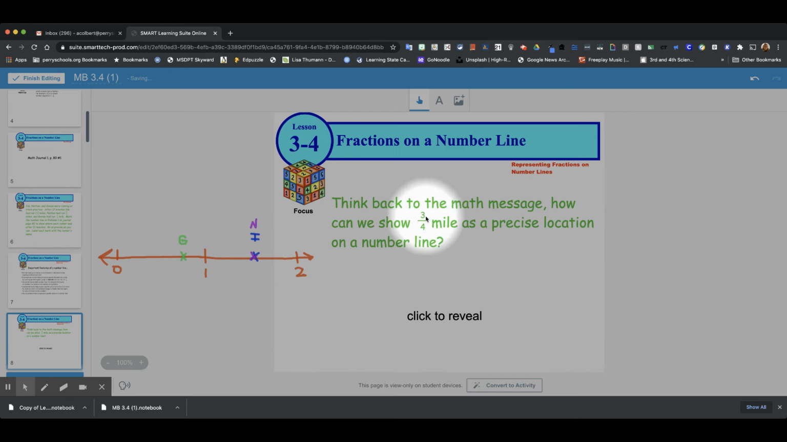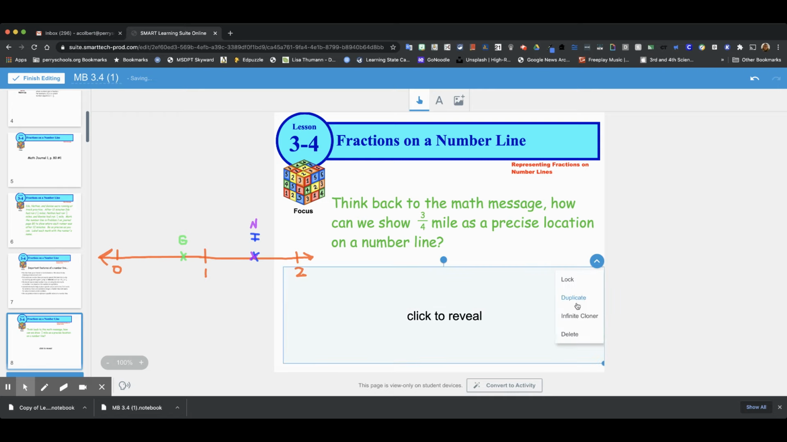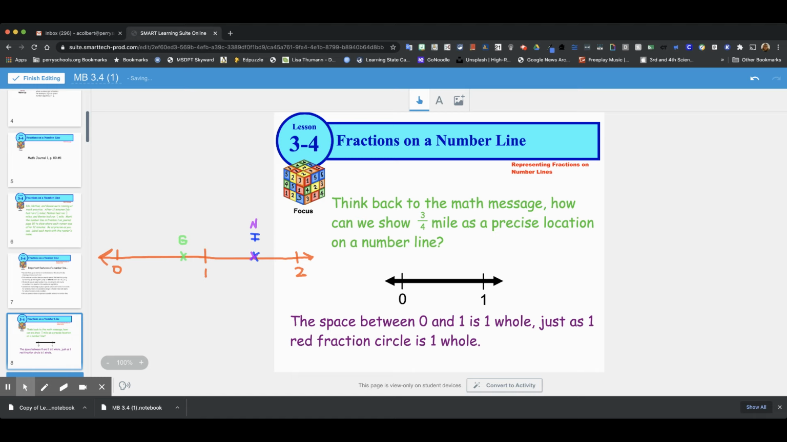So think back to the math message. How can we show 3/4 as a precise location on a number line? Let's see what they say. So the space between 0 and 1 is one whole, just as one red fraction circle is one whole. So that's something to think about.